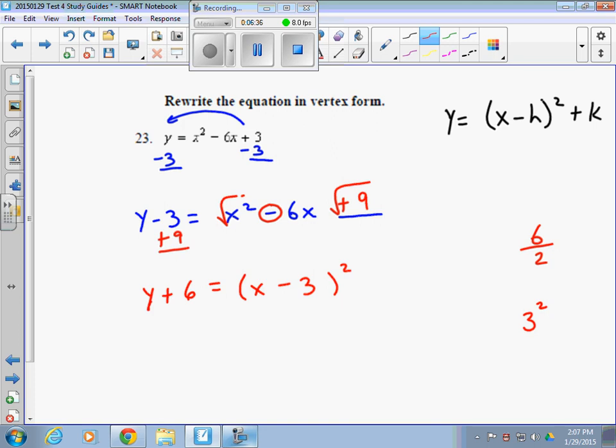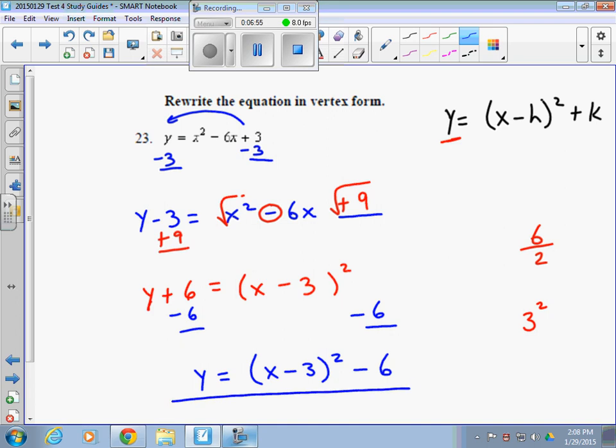The only thing we have to change is we need y by itself. We need to move that 6 to the other side by subtracting it. If you subtract it there, subtract it from there. You can't take it away from what's inside parentheses. So what you're left with is y equals x minus 3 squared minus 6. This is your vertex form.